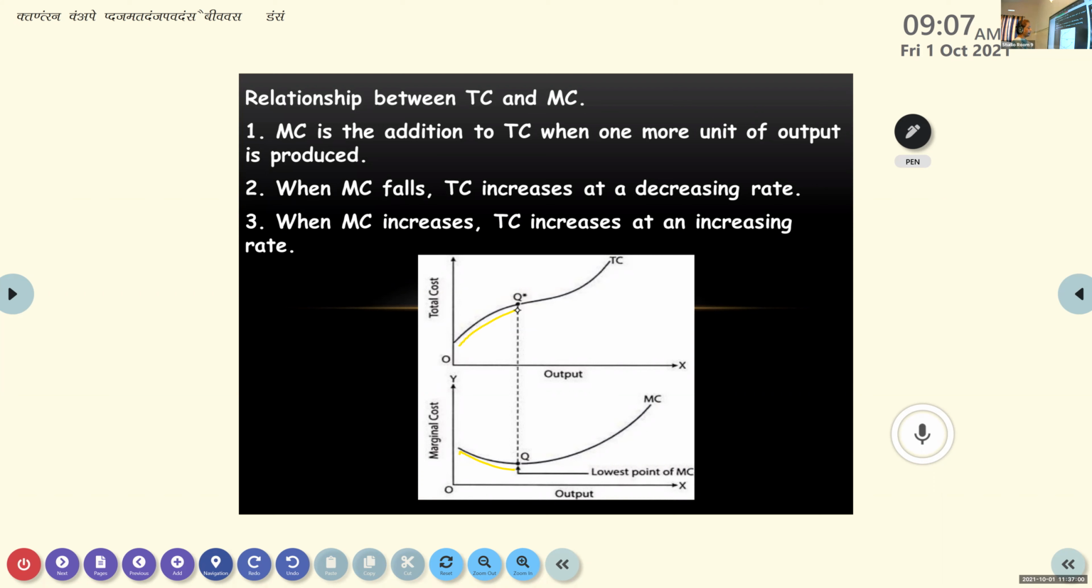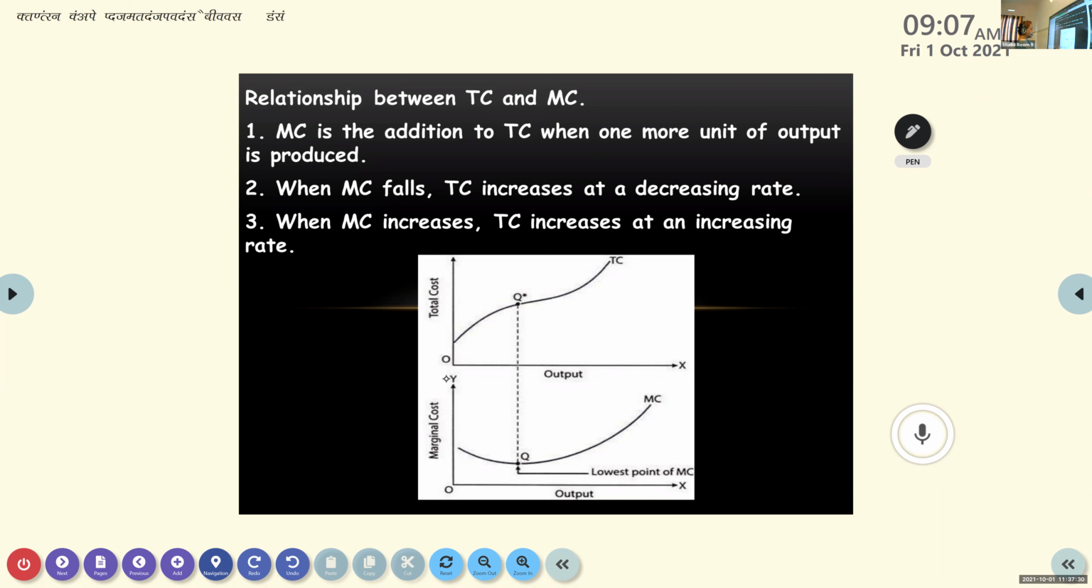When MC falls till this point, the point Q, which is marked as the lowest point of the MC curve, till that point you can see MC is falling. I mean, marginal cost is falling. Till that point, the relation you can see in TC is that TC increases, but it increases at a decreasing rate, not in a faster manner.